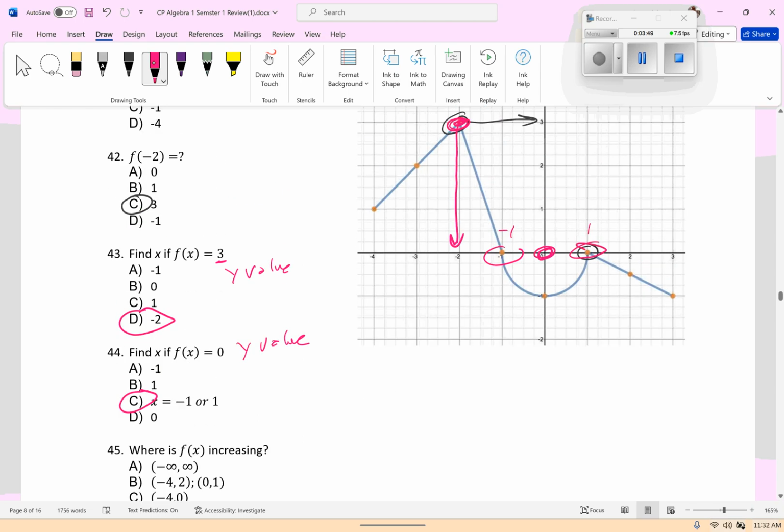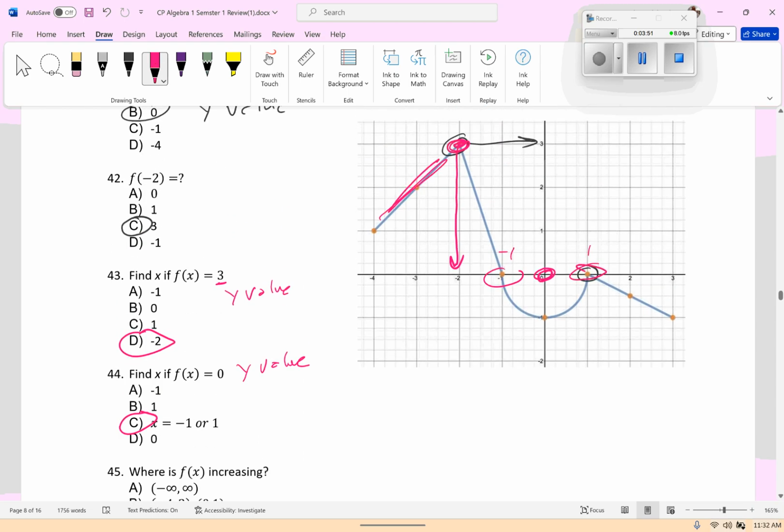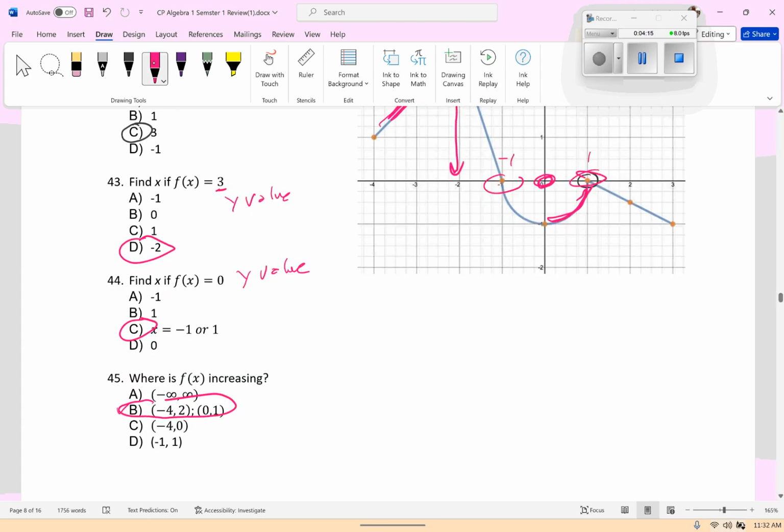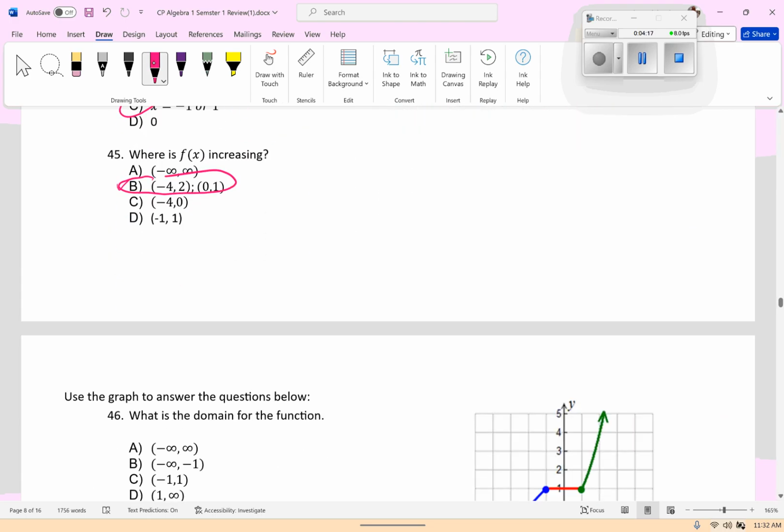And where is it increasing? It's increasing here, and it's also increasing here. So from -4 to -2, that one's going to work. And from 0 to 1, that one also works. So the only answer could be B. The whole graph isn't increasing, so we can't say that. From -4 to 0, you have increasing and decreasing. And from -1 to +1, we also have decreasing and increasing. So the only one that could work is B.